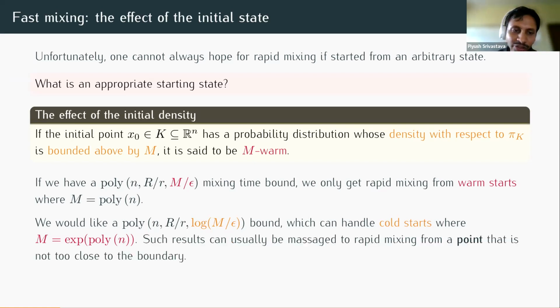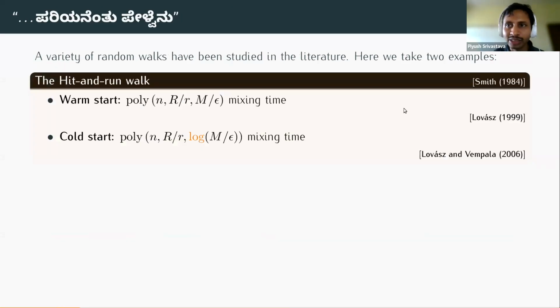And usually if you get a mixing time of the second kind, where there's a polylog dependence, you can often massage it to prove rapid mixing from a single starting point also. Although it does not follow immediately, because M is infinite for a single point. The way you do it is by saying that you start at the point, and within a small number of steps, your density has sufficiently diffused. And then you plug in this result.